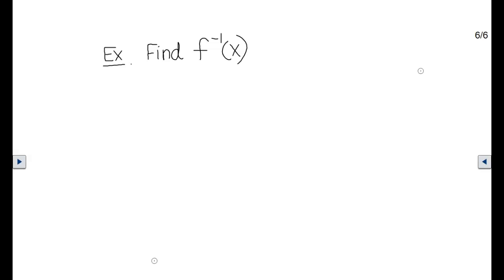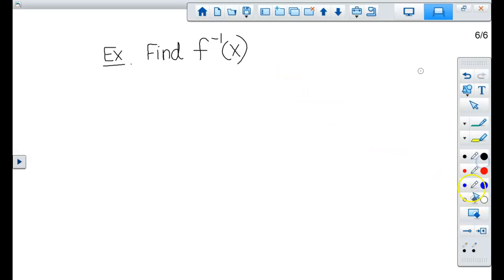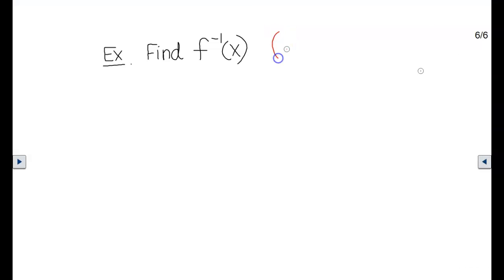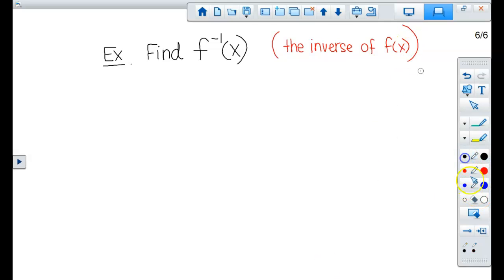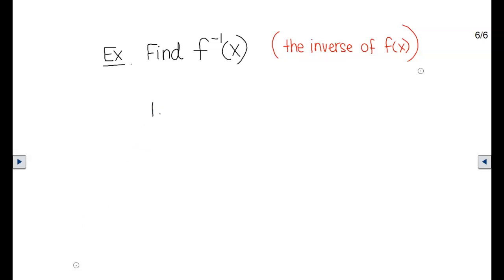So, in the examples I'm getting ready to do, I am going to ask you to find f inverse of x. So, just so we're sure we understand what this is saying, to find f inverse of x is to find the inverse of f of x. So that's what I'm asking you to find. All right. So we're going to start out with functions that are pretty easy and then work our way up.